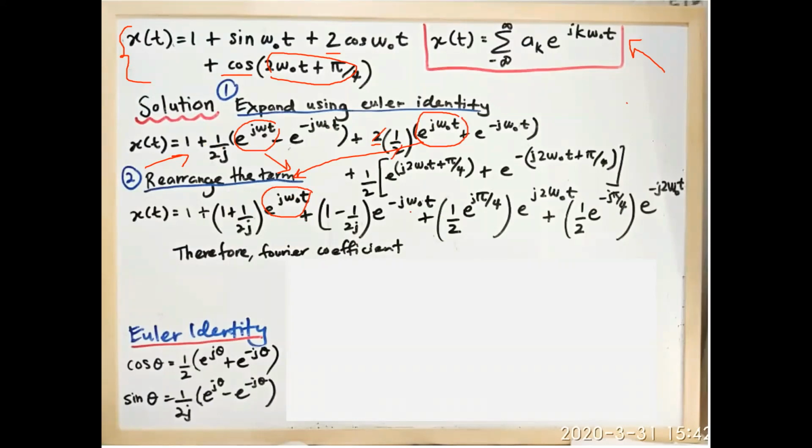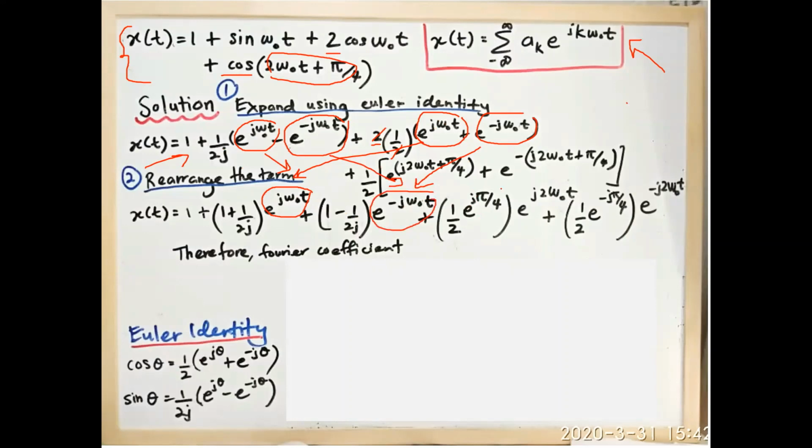Plus, next we look at e^(-j omega t). So e^(-j omega t) is this part. Therefore, you will have 1 minus, we have minus here, 1 over 2j e^(-j omega t). So you get this part.